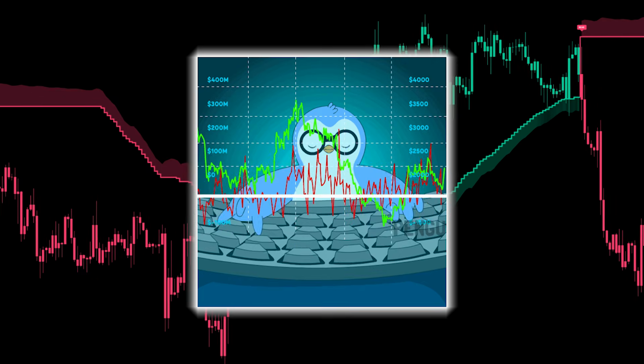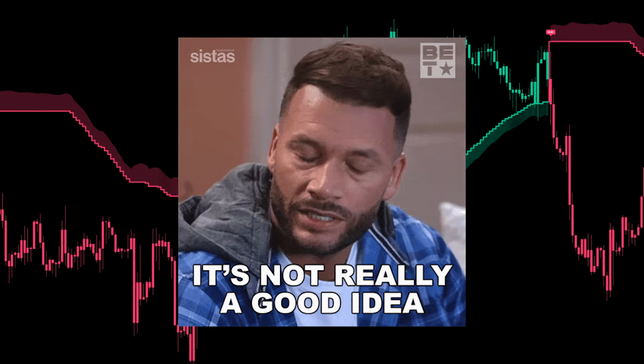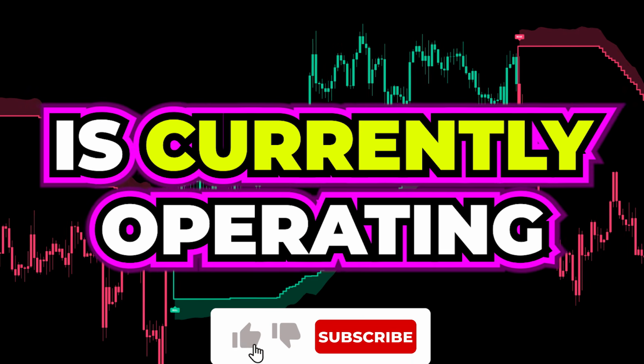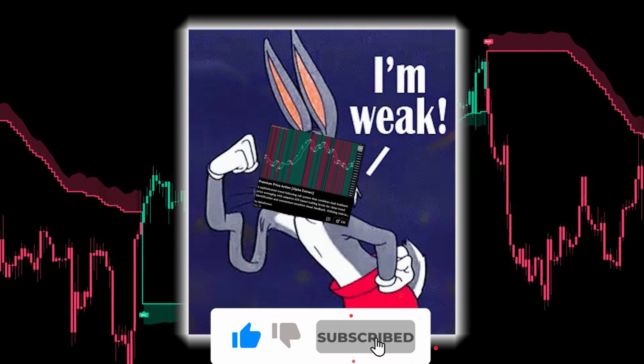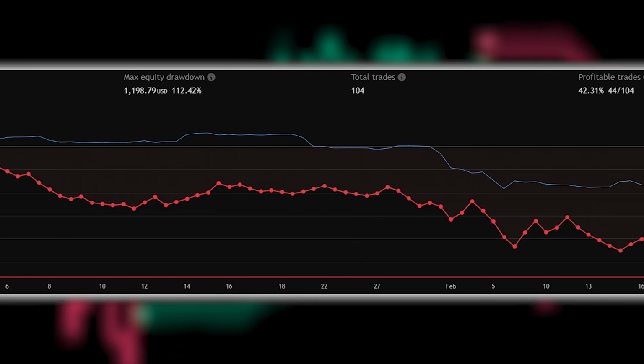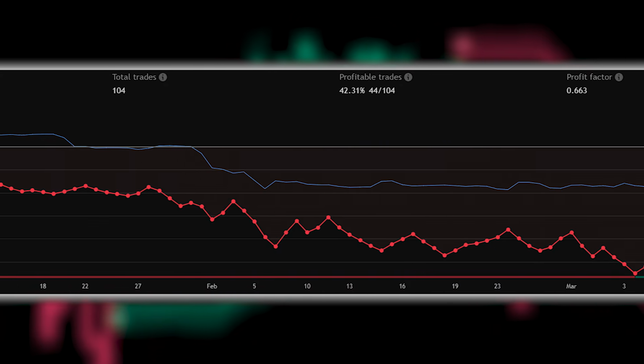Keep in mind that jumping into trading at this stage is not a good idea, as the indicator is currently operating at only about a fifth of its power, something clearly reflected in the weak backtesting results.